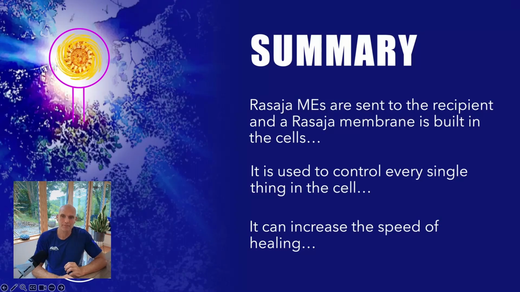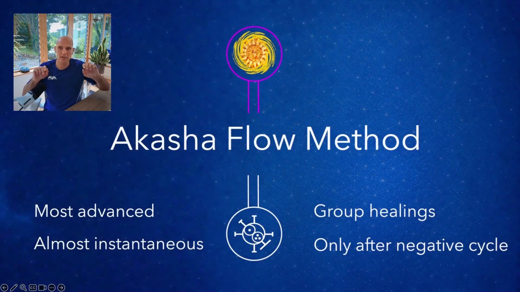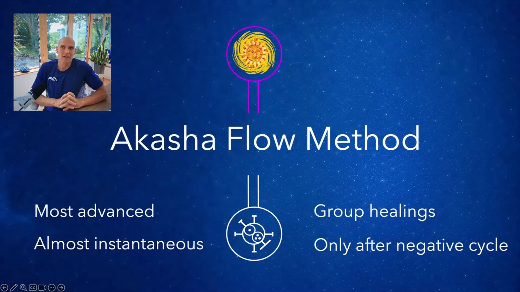Moving on then to the acacia flow method. Just to remind you again, we're learning two things in this lesson. We're learning Maya healing, and we're learning Akashic self-healing. In Maya healing, there are two methods, Rasaja and Acacia flow method. Okay, so Acacia flow method.